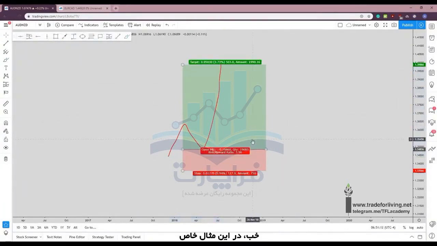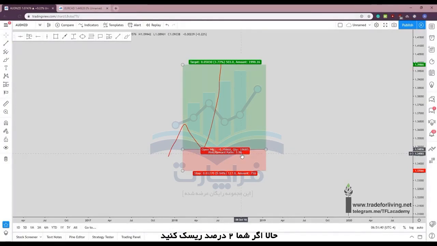So basically in this particular situation, you're risking 127 pips to make 503. So in other words, you have a 1 to 3.96 risk to reward. So you're risking 1 to make 3.96. Now, you need to calculate your 1 according to the rules. So in my particular case, 1 is 1%. Basically, I want to risk 1% to make 3.96%.